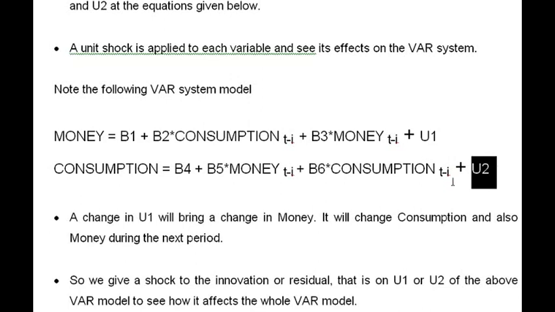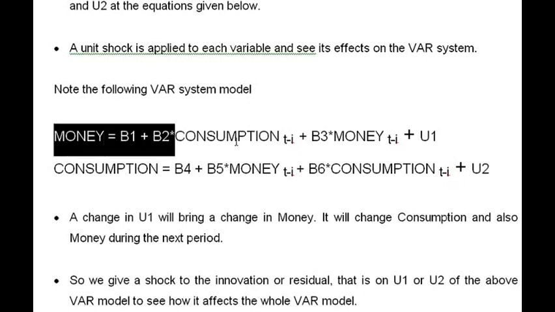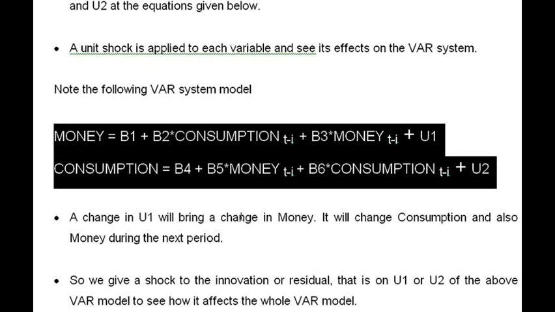And U1 and U2 are the error terms. U1 and U2 are actually called error terms, or we can also call them innovations, or impulses. So they have three names: innovations, impulses, or shocks. Okay, so the whole thing is the vector autoregressive model.